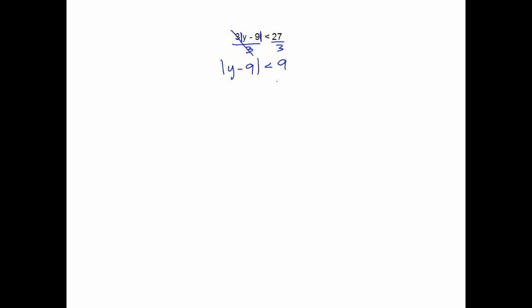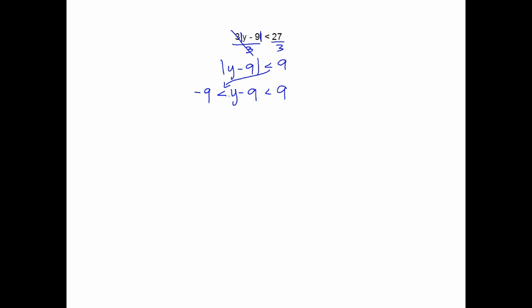Okay, so here comes the nifty trick. What I like to do is drop my absolute value bars. y minus 9 is less than 9. And then I want to keep this sign right here, bring it down over here, less than still, and then a negative 9.